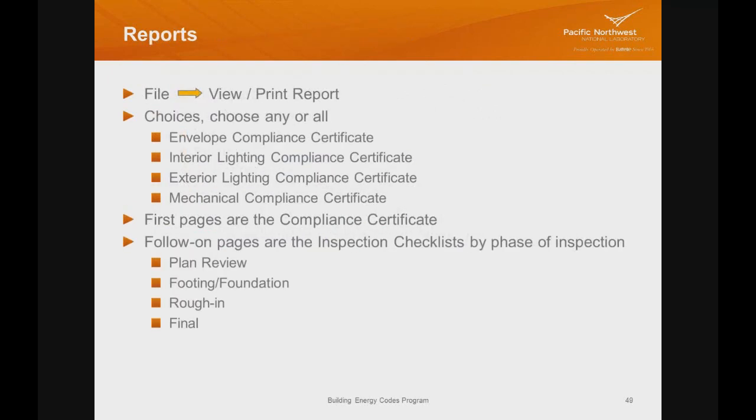So next is the reports, and you can access the reports by clicking on the File menu and then View and Print Report, and you choose which report you want to see. Most users will pick all four, but if you're only interested in the envelope compliance certificate, you can opt to be selective. You will get a certificate for each selected report and then a compliance signature line. Pam will speak to these components of our reports coming up, and the inspection checklists will be output in the report as well, to be used by your code official.